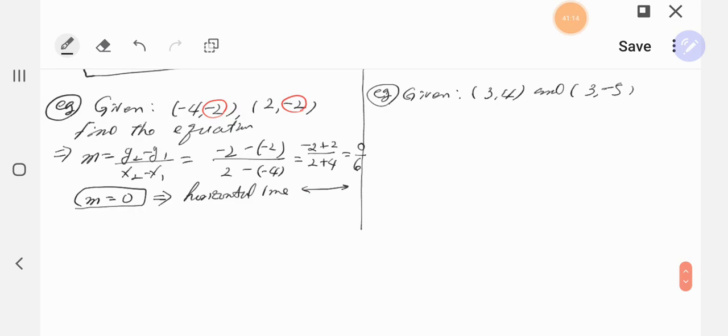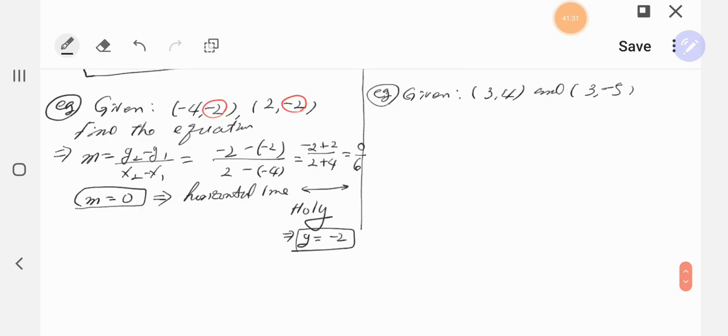So what's the equation of a horizontal line? y equals the y value. So what's the y value? Negative 2. So y equals negative 2. That is the equation.